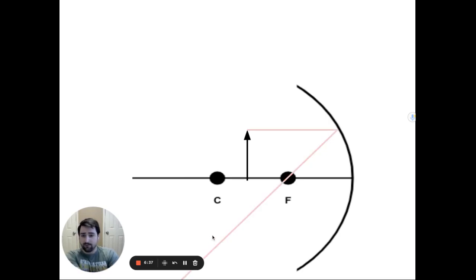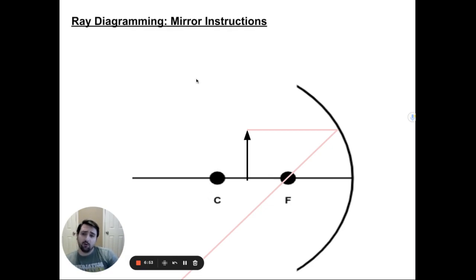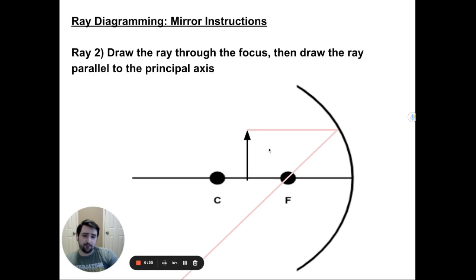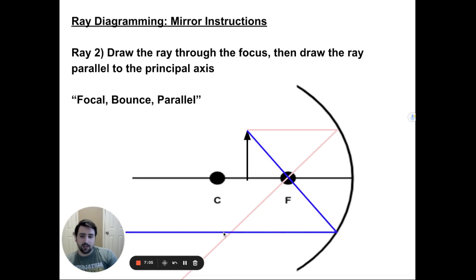So then we've got a second ray that has to be drawn. Remember, anytime that we need an image to be shown, we have to have those two rays intersecting at some point, and that's going to help us to determine where our object is, what it looks like. So my second ray is going to be drawn through the focus and then parallel. So I draw it focal, bounce, parallel. So it looks like that. We're going to do a lot of ray diagramming in this tutorial, so you're going to want to make sure that you have a straight edge, pencil, something like that.